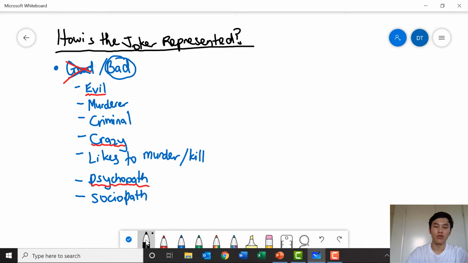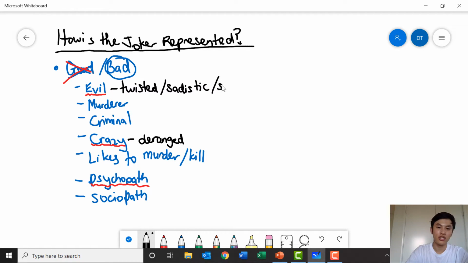So maybe I go onto Google and I type evil into the thesaurus, or crazy, or deranged, or whatever, and I come up with a bunch of synonyms. And maybe I pick a few of the synonyms which I feel most aptly describes how the Joker is represented. So maybe for evil, I have twisted, sadistic, sinister, whatever, right? In terms of murderer, I have scary, chaotic is a good one, because obviously in The Dark Knight, one of the major themes is chaos versus order, so being represented as chaotic is a very good one.